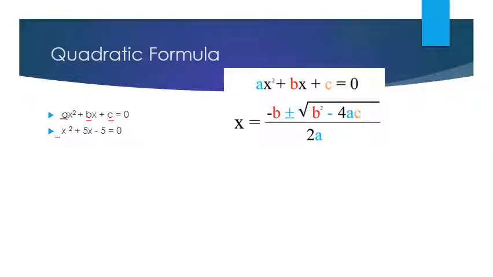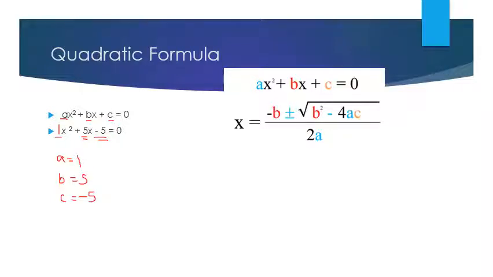First, identify a, b, and c. There's no coefficient showing up in front of x squared, so a equals 1. The second one is 5, so b equals 5. The third one is negative 5, so c equals negative 5.